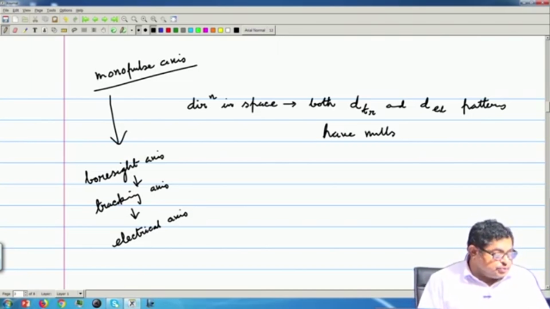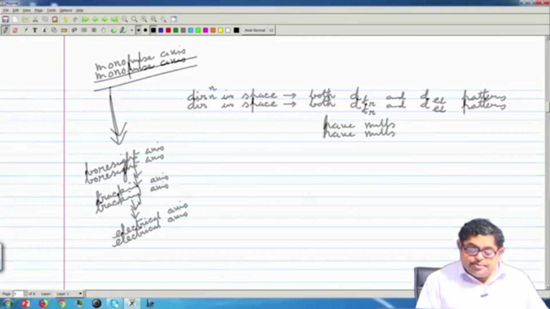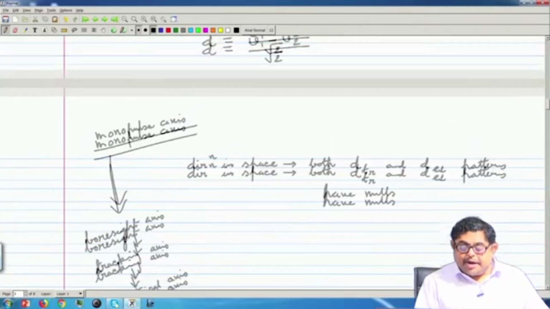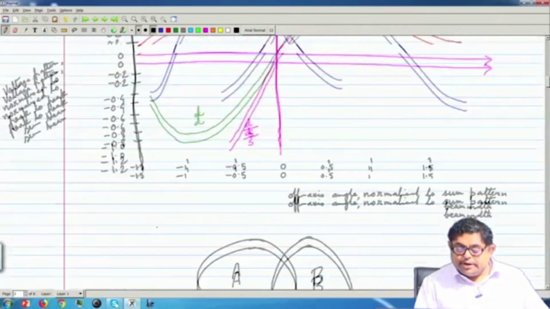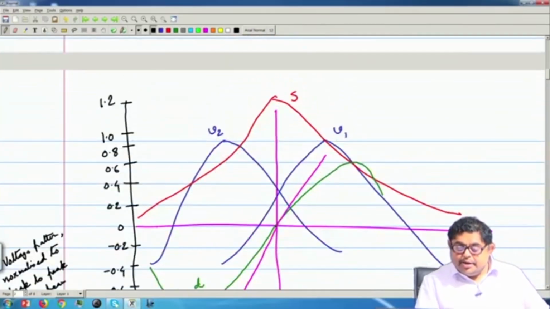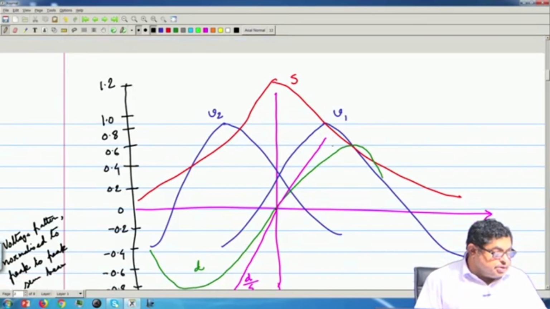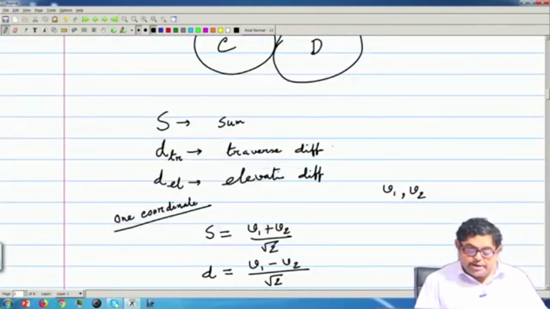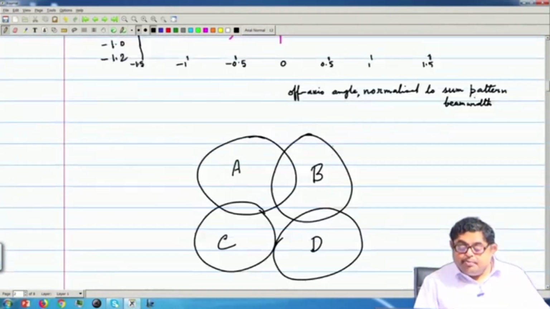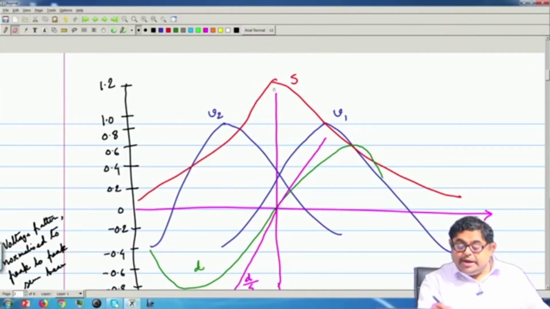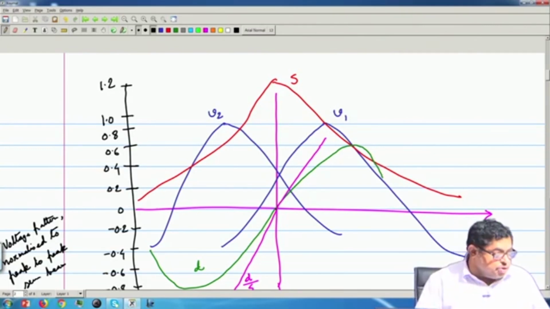Now, as we have seen, let us again see the sum pattern. Actually, this sum pattern is narrower than either of V1 and V2. So, sum is a pencil beam. So, the sum pattern is a pencil beam and the important thing is its peak is on the monopulse axis.